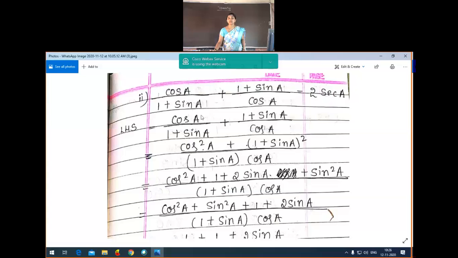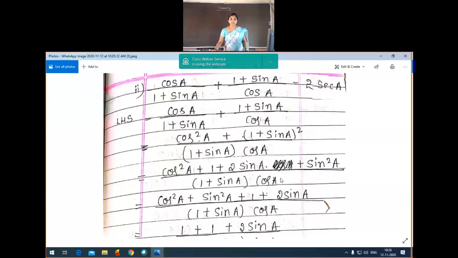What is the numerator here? Numerator is cos square A, no students, because here already 1 plus sin A is there. LCM is 1 plus sin A into cos A, so that cos A is pending. So we have to multiply that cos A here. Cos A is already there, one more cos A in the sense cos square A. Plus here already in the denominator cos A is there. So our LCM is 1 plus sin A into cos A. This 1 plus sin A we have to multiply here, that is 1 plus sin A whole square. Is that clear this much?